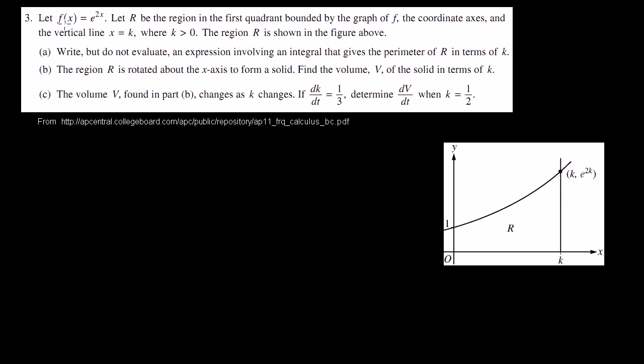Problem 3. Let f of x is equal to e to the 2x. Let R be the region in the first quadrant bounded by the graph of f, the coordinate axes, and the vertical line x is equal to k. So they drew that right over here, and it's in the figure above in the actual AP exam, but I put it below here so I didn't have to waste the screen real estate above that. And you see right here, this is our f of x.